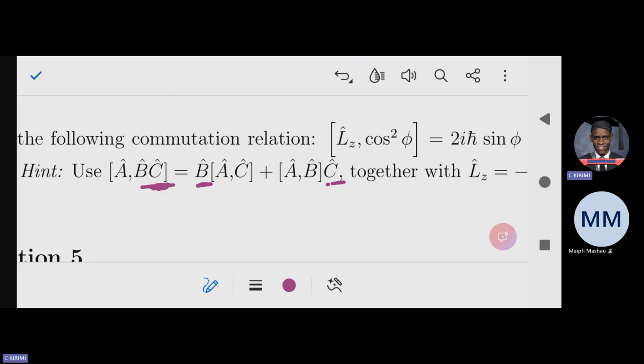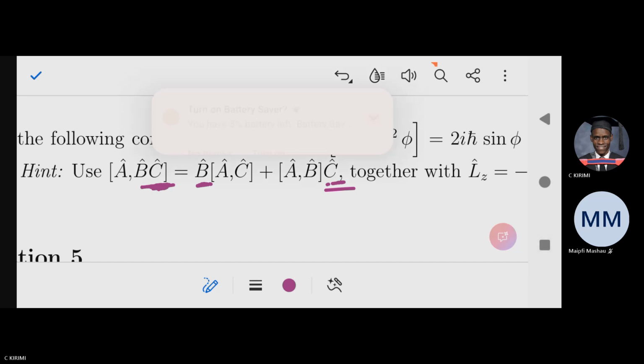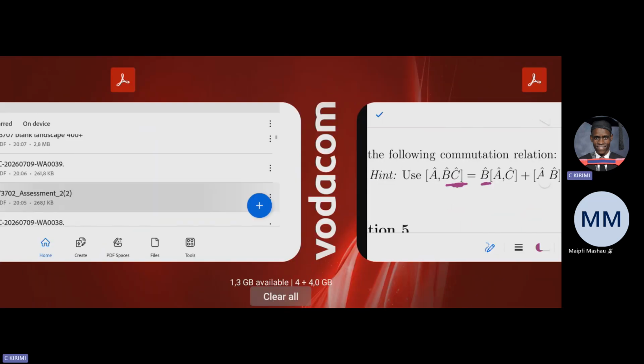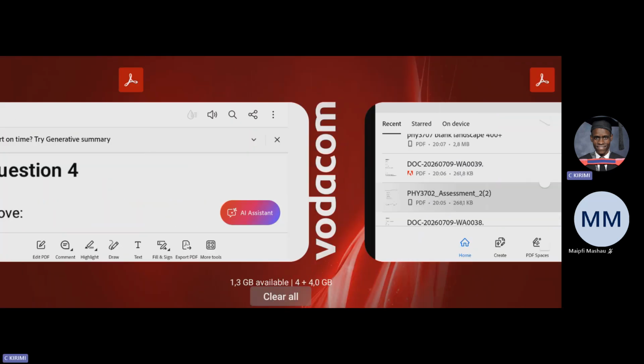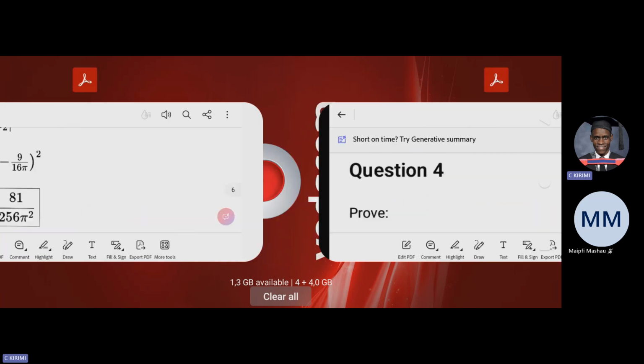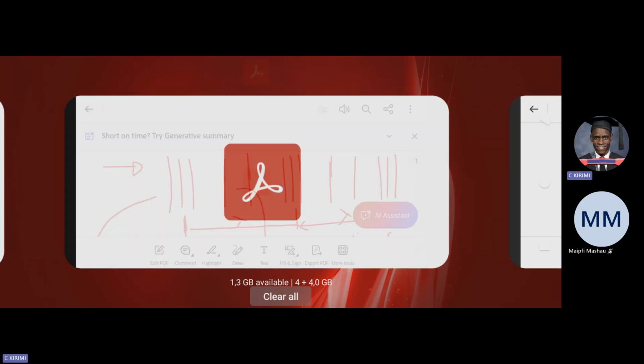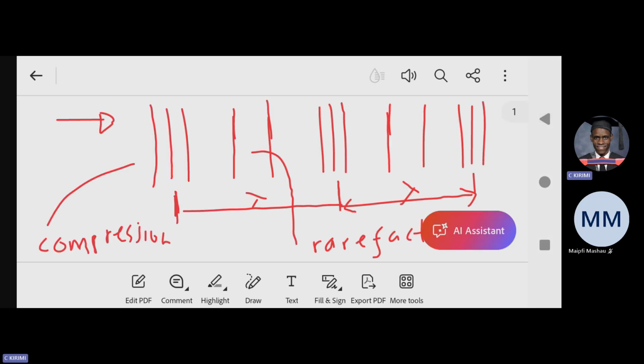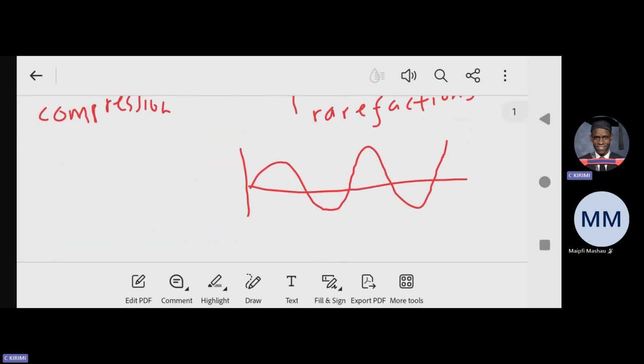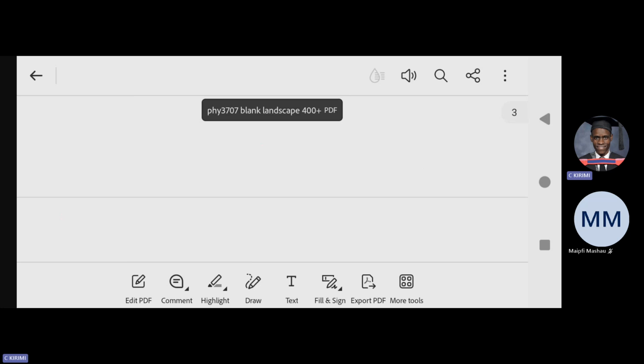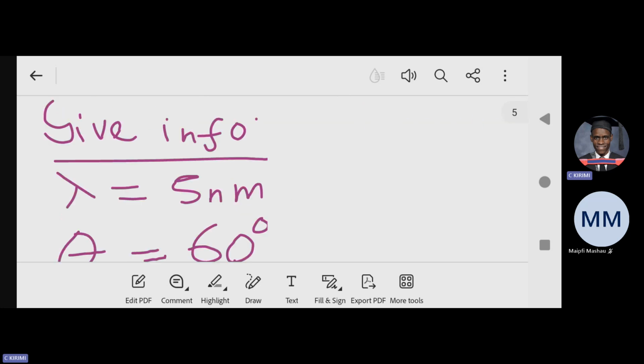Let's do it using an example, because you must master those commutation relations. Otherwise, whatever we discuss later will not make sense. If they say A is commuting with BC, what does it mean in terms of vectors?